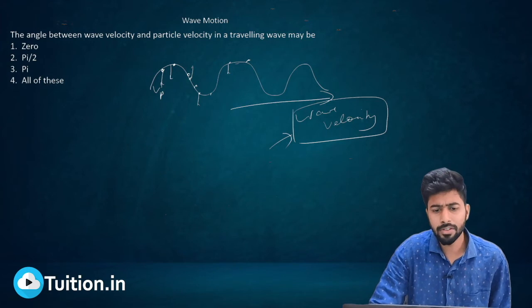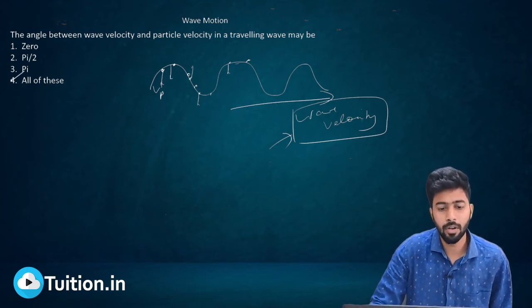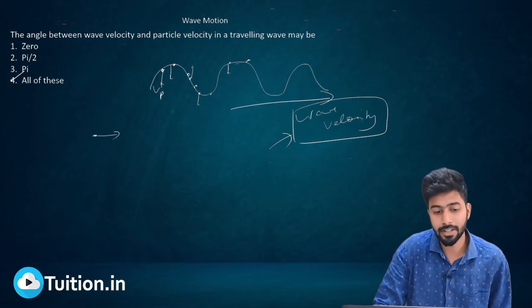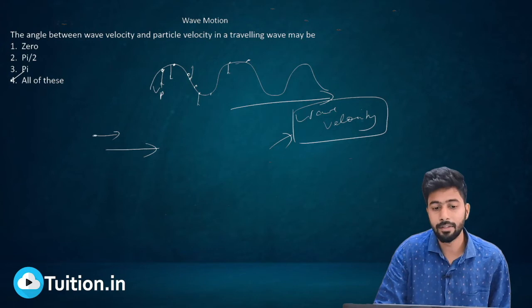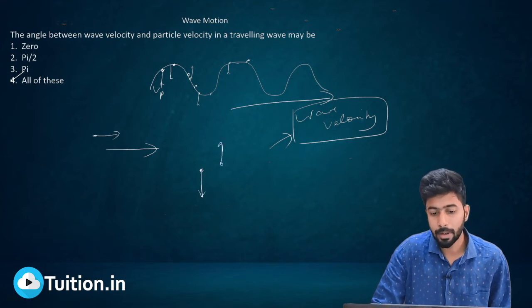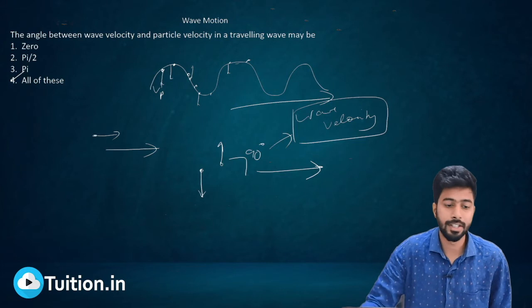So the angle between wave velocity and particle velocity in a traveling wave can be all of these. It can either be zero, that means your particle might be moving in the same direction as your wave, so in that case the angle between the velocities will be zero. It might also happen, as in case of a transverse wave, when your particle is moving up and down but your wave is seeming to be moving forward. So in that case the angle between the velocities will be 90.